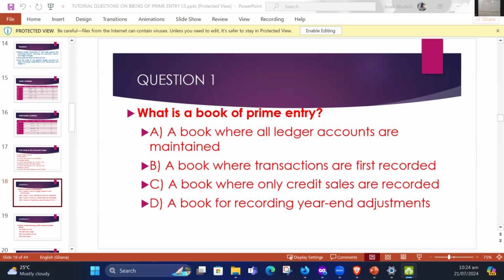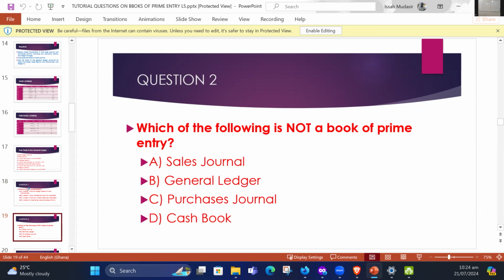No copying, no talking. If you talk, you go to heaven. Ten seconds up. Question 2. Which of the following is not a book of prime entry? Your time starts now. Time is up. Thank you. If you know, you know. If you don't know, you don't know.